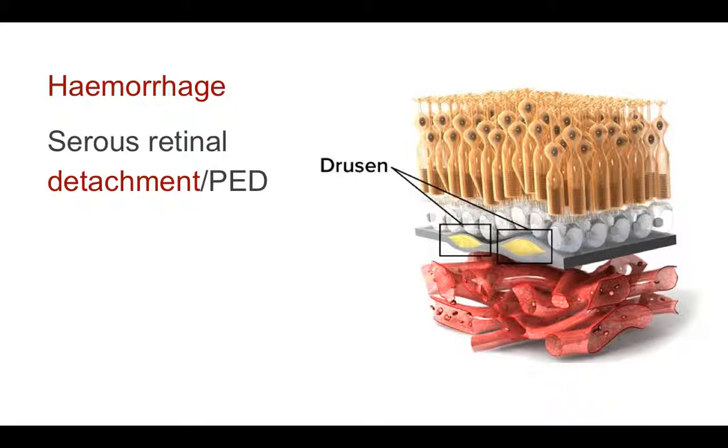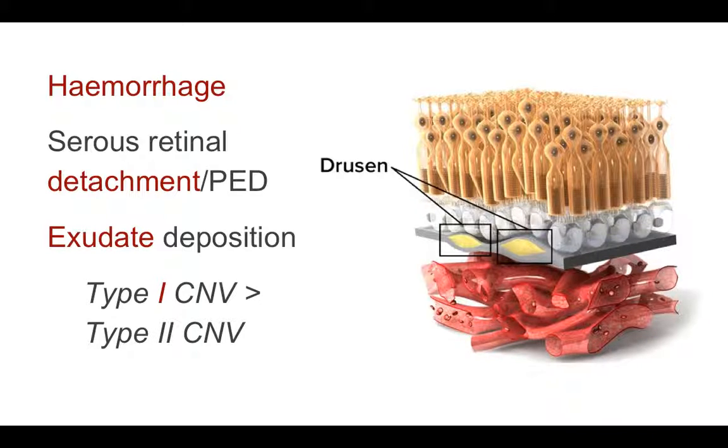Well, we see hemorrhage occurring. As a consequence, we get the serous retinal detachment or pigmented epithelial dislocation or detachment. We get exudate deposition. This is predominantly the lipofuscin and protein-rich drusen that accumulates about Bruch's membrane, separating Bruch's from the RPE. We can see that here on the right-hand side. And type 1 is more common than type 2 CNV, but rather than referring to the types, what we're going to do here is refer to the newer classifications, which are classicals and occults.